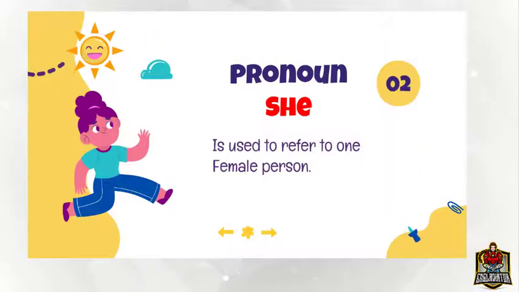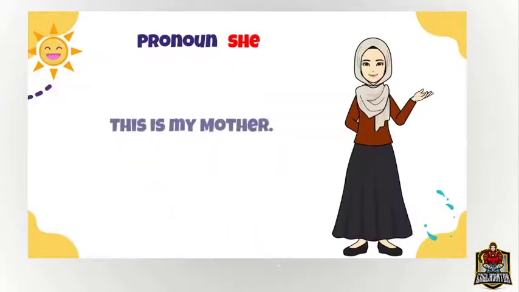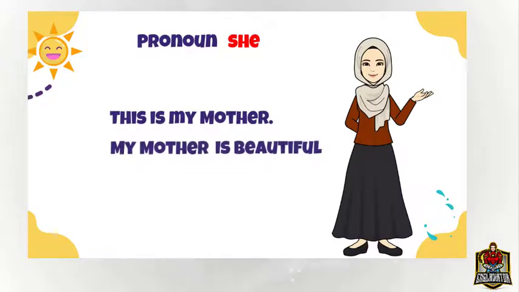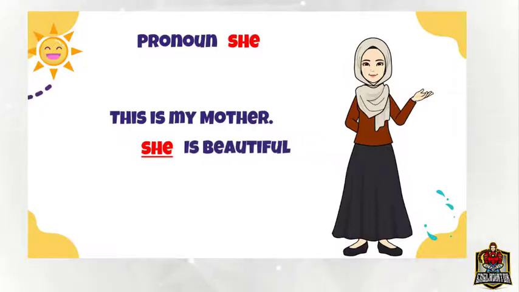Pronoun she. Pronoun she is used to refer to one female person. For example, this is my mother. My mother is beautiful. Here, we can use the pronoun she instead of repeating the subject noun my mother. So, it will be, this is my mother. She is beautiful.